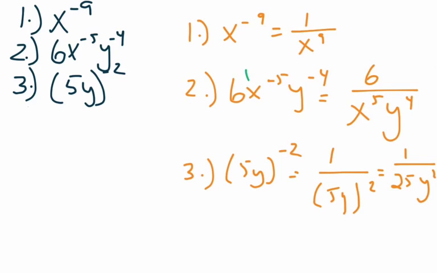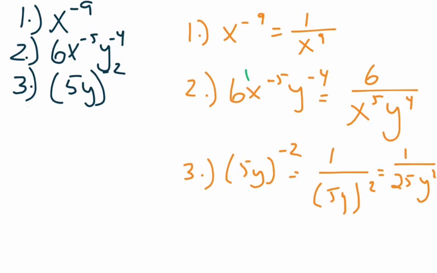So the 6 is going to stay in the numerator, and then the x and the y go to the denominator where the 5 and the 4 become positive. So that would be 6 over x to the 5th, y to the 4th. I do see that a lot, where students will move something that doesn't actually have a negative exponent attached to it. For the next one, we've got 5y all to the negative 2.